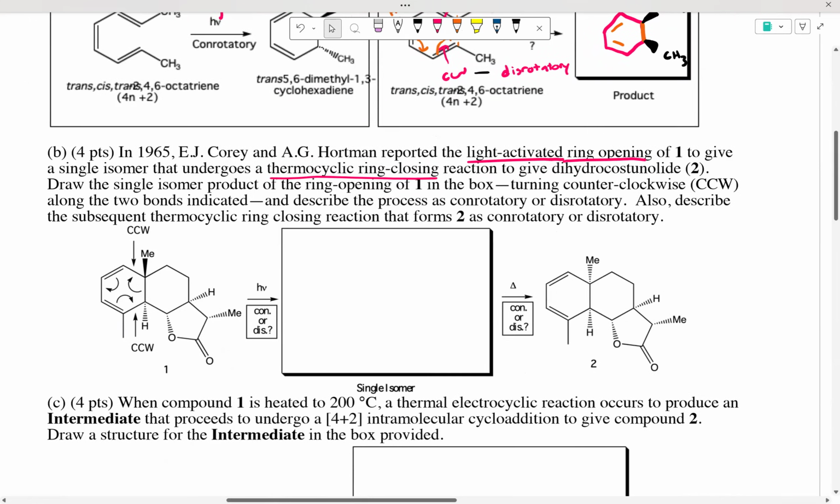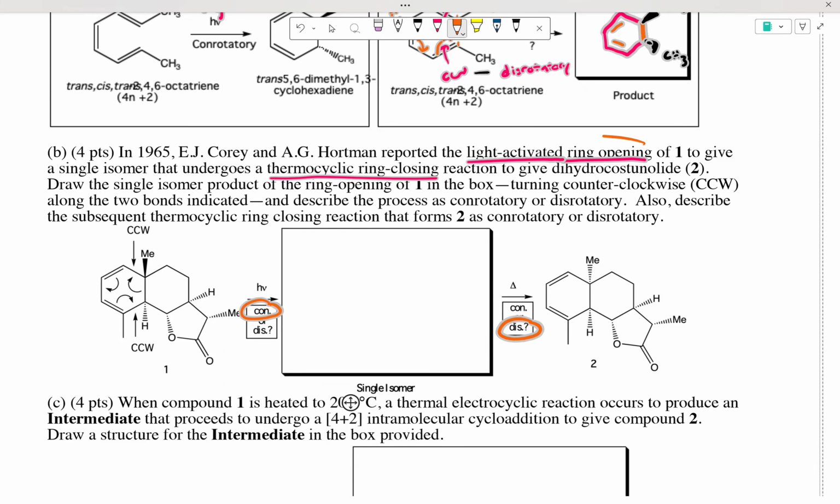For this problem, we see that both bonds are rotating counterclockwise. So that means both bonds are rotating in the same direction. So it's conrotatory. If the light reaction is conrotatory, that means we know that the heat reaction is disrotatory. And we know that the single isomer is a ring opening. So that means that we're just going to follow the arrow pushing mechanism here to draw what our molecule is.